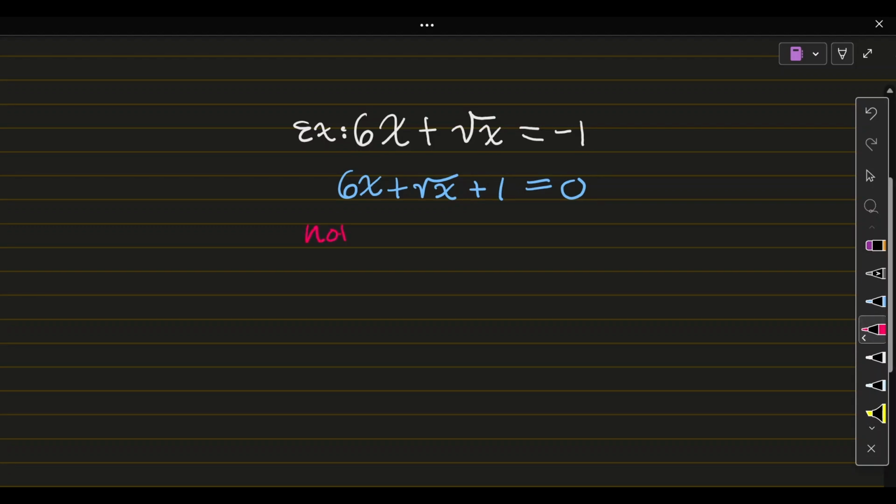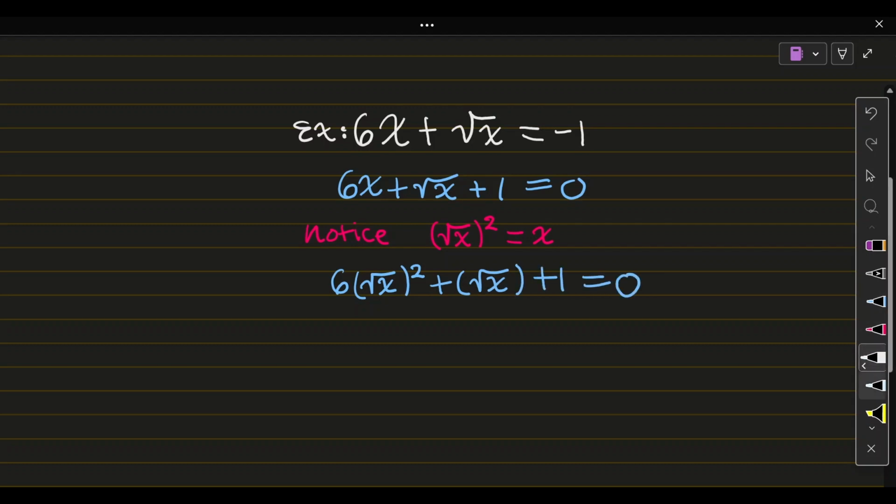And now I'm going to notice something. I'm going to notice that the square root of x squared is equal to x, right? So then I can rewrite this equation as 6 times the square root of x, squared, plus the square root of x plus 1 equals 0. And again, I notice that if I kind of ignore what's in the parentheses here, this looks like a quadratic equation. So I will do a variable substitution, and I'll let u equal the square root of x.